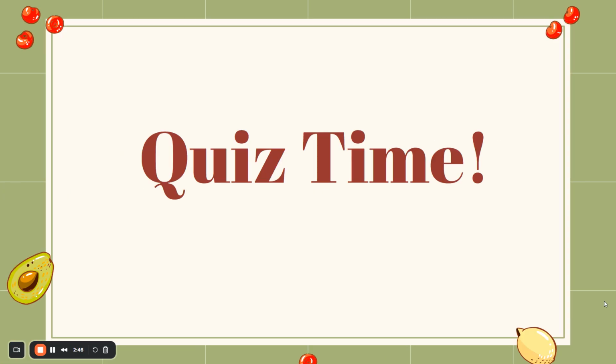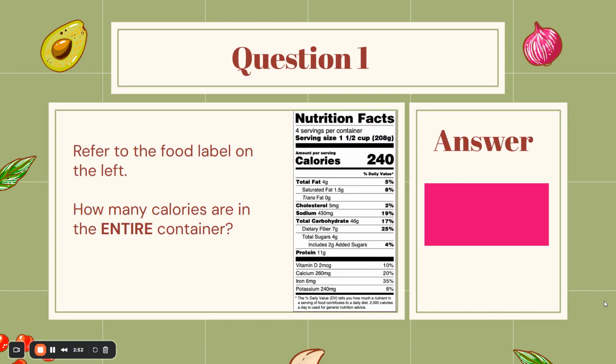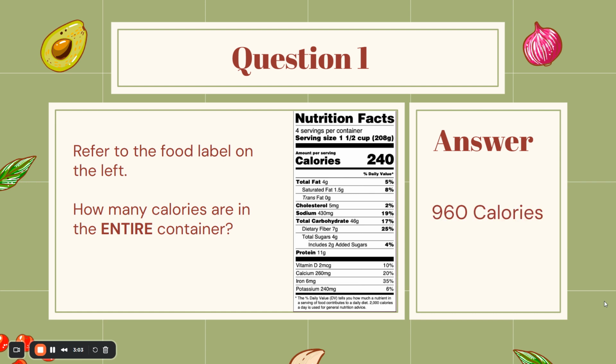Alright, now let's test your knowledge. Feel free to pause the video after I read each question so you can play along. Question 1. Refer to the food label on screen. How many calories are in the entire container? The answer to this question is 960 calories.